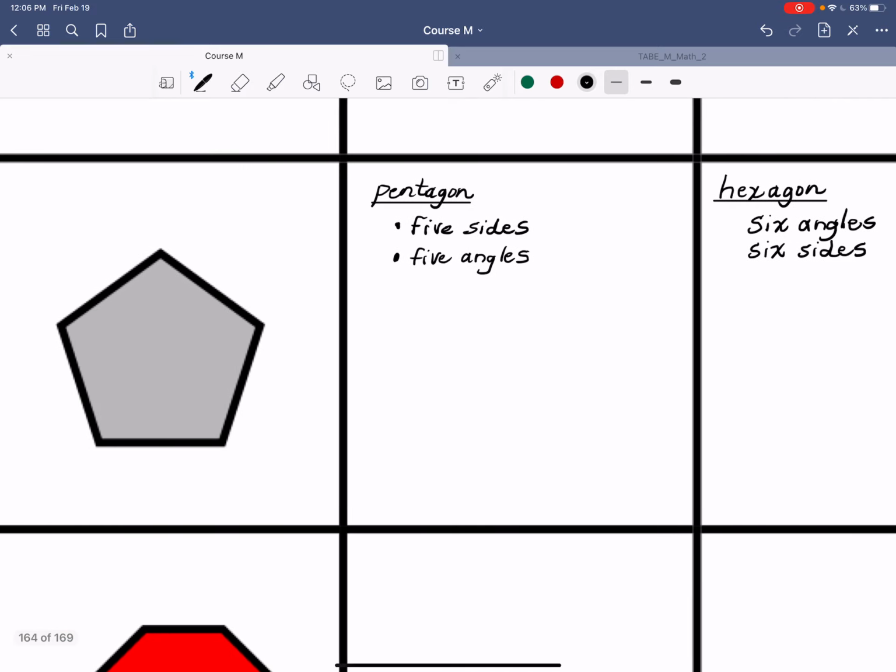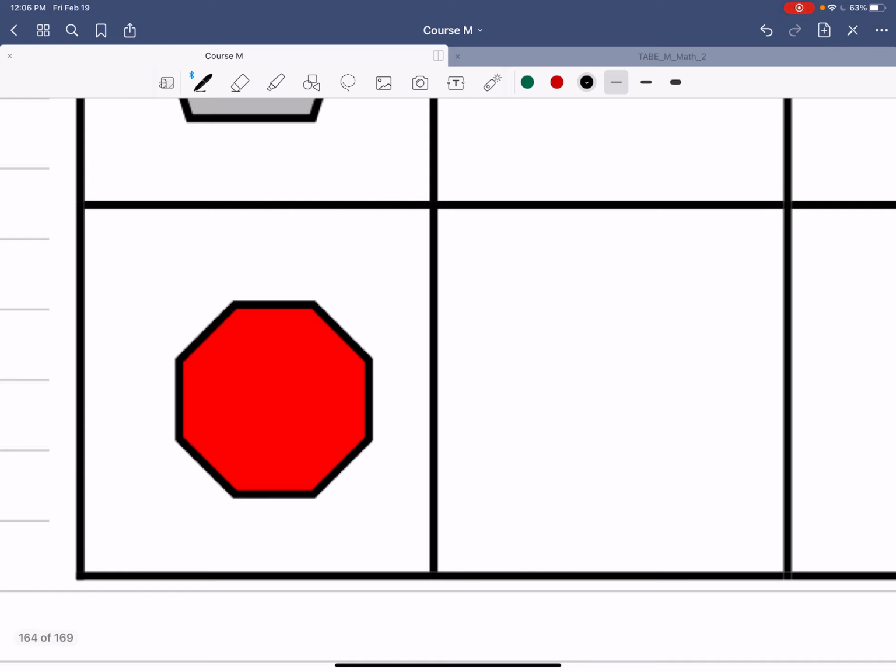I skipped the 7. I'm going to tell you what that's called in just a minute. But I wanted to show you a stop sign because this is a very common one. This is called an octagon. Octa means 8. Think of an octopus that has 8 tentacles. If you play the piano or play music, you know that an octave has 8 notes. Octagon has 8 sides. And 8 angles.